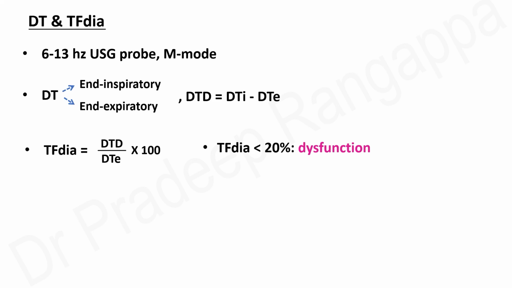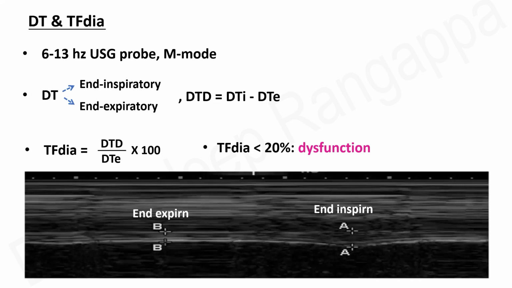The thickness fraction of diaphragm less than 20% indicates dysfunction. Ideally, we want the thickness fraction of diaphragm to be more than 30% for effective weaning. Less than 20% indicates dysfunction. This is how the diaphragmatic thickness will look. During end expiration, it looks small. During end inspiration, it looks much bigger. Basically, we take the thickness during end inspiration and end expiration, calculate the difference between these two divided by diaphragmatic thickness during expiration, times 100. That gives you the fractional thickening, or the thickness fraction of the diaphragm.